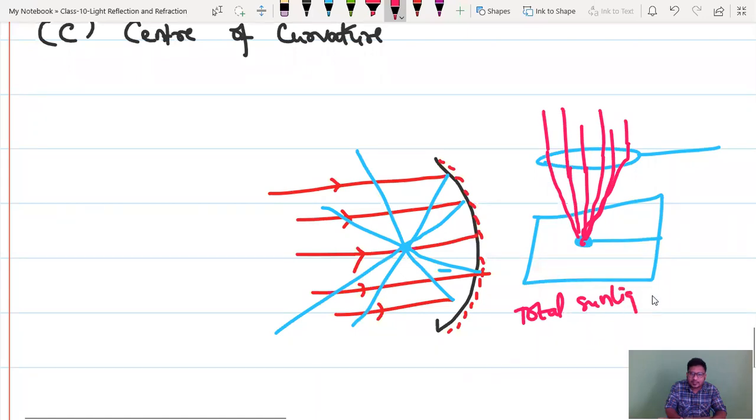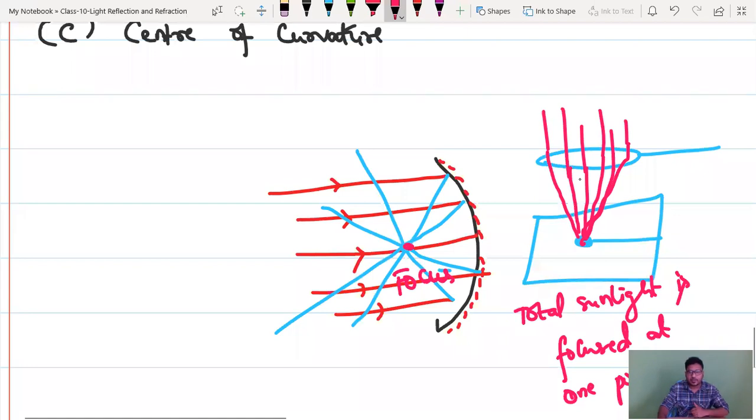Converged at one point. That converging is nothing but we'll say total sunlight is focused. Total sunlight is focused at one point. So if all light rays are meeting at one point, merging, combining at one point, that point is known as focus. Of course, this is a lens. We are not talking about lens now, just talking about the concept of focus.